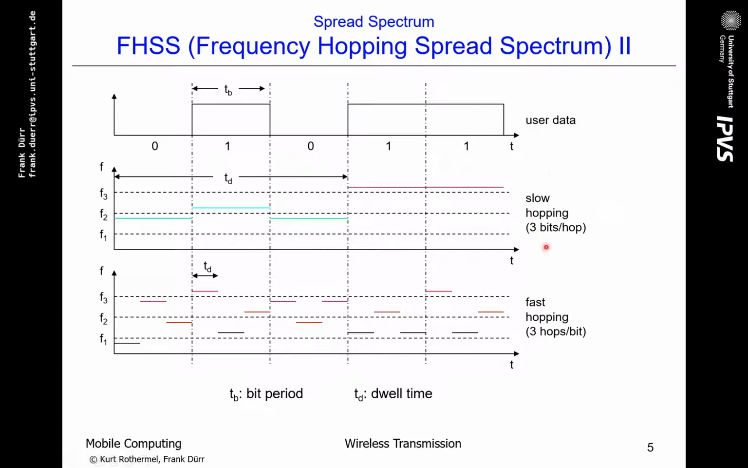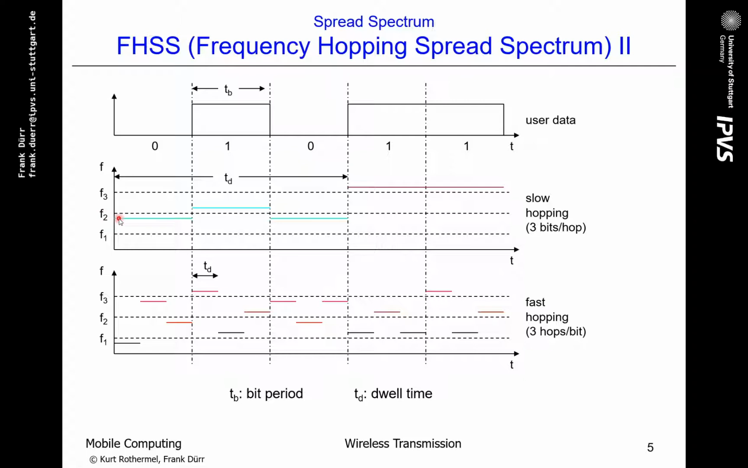Now here we have a slow hopping scheme with actually 3 bits per hop. That means we make a transmission of 3 bits before we change the frequency. Now again, we assume that we have 3 frequencies available here, so F1, F2, F3. So we can transmit 3 bits on one frequency per hop, let's say. So we start with a frequency F2 in a pseudo-random fashion. So by chance, it's frequency number 2.